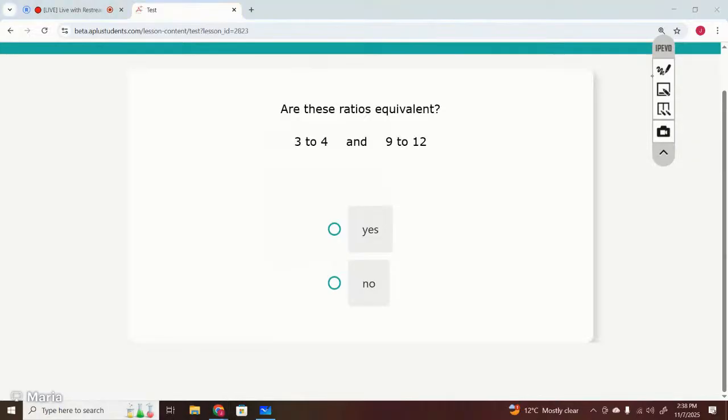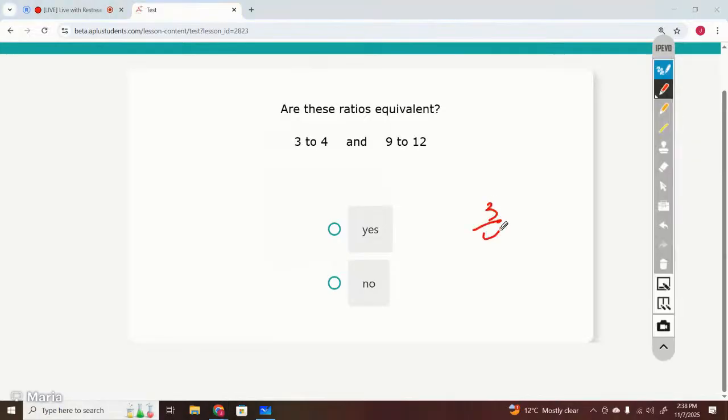3 to 4 and 9 to 12. So just cross multiply them. 9 times 4 is 36. 12 times 3 is 36. So yes, they do form a proportion. The correct option is yes.